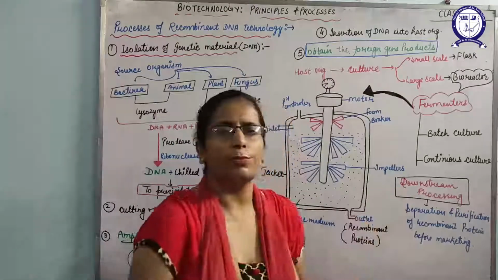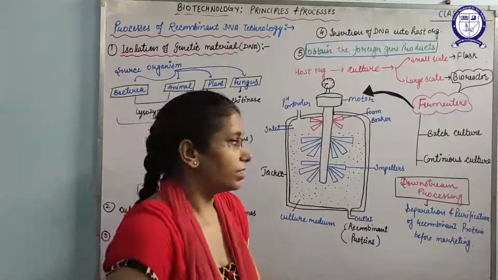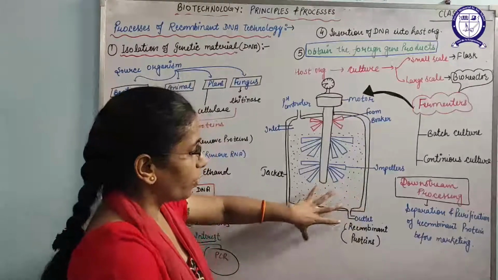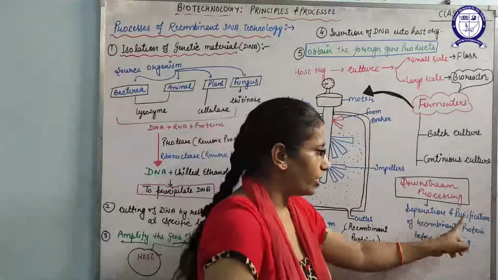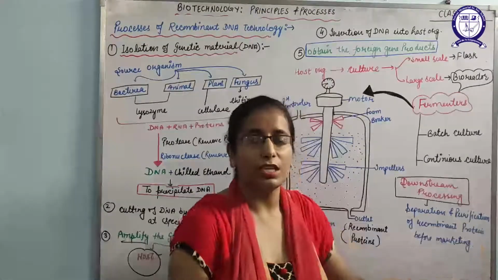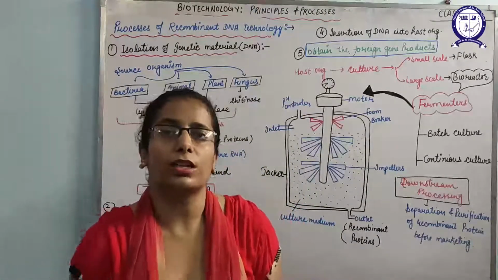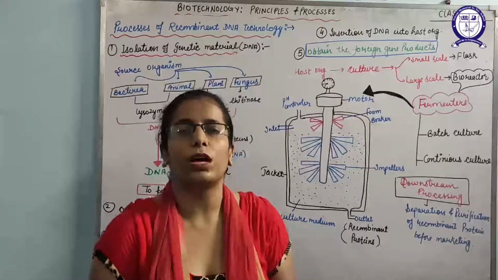Next is the downstream processing. Yes, if the formation of the recombinant protein is finished here, after that we have to separate out and purify the recombinant proteins. Then we have to pass them through quality control, then release them into the market.